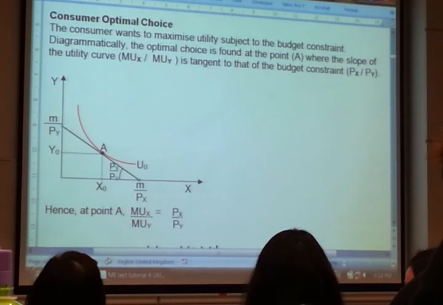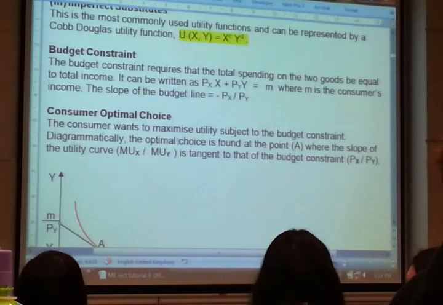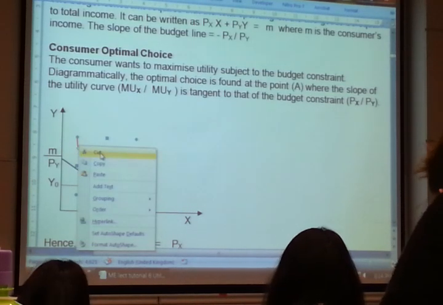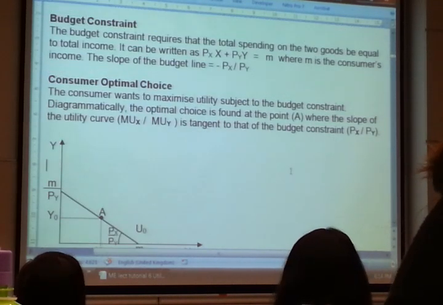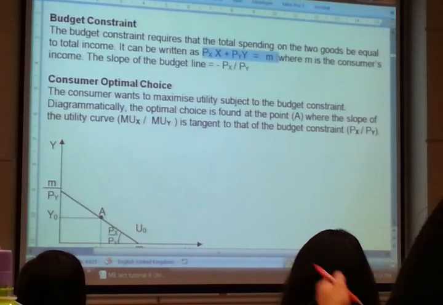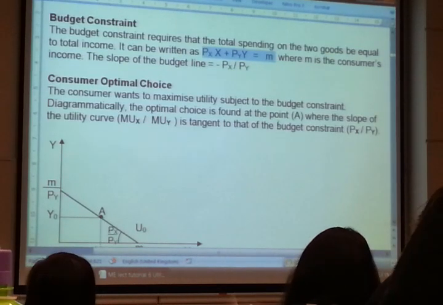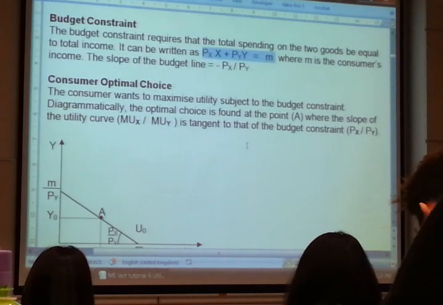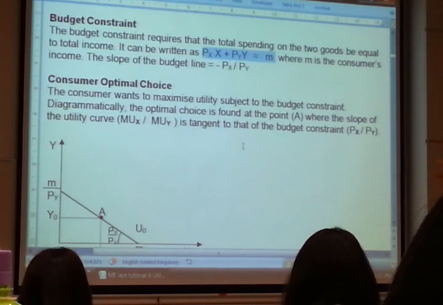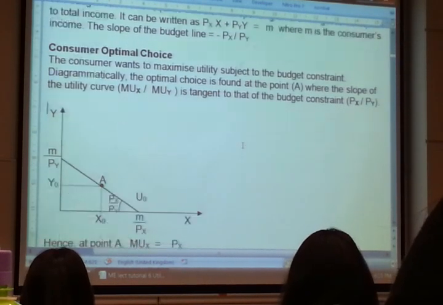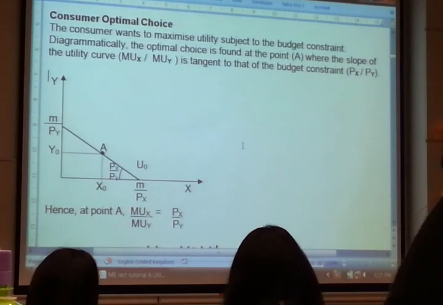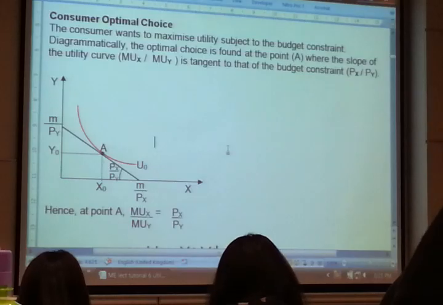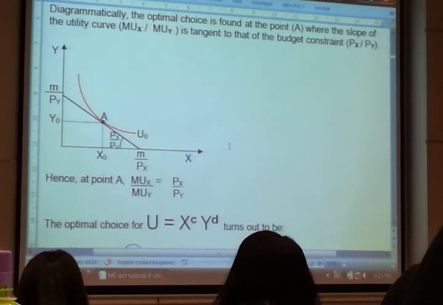Now, what's the equation of the budget line? That's what we said before: the slope of the budget line, dx over dy. Now, we also have done before very quickly. The consumer will choose which point on the budget line? The tangent point. Why? Because that will give the highest utility.